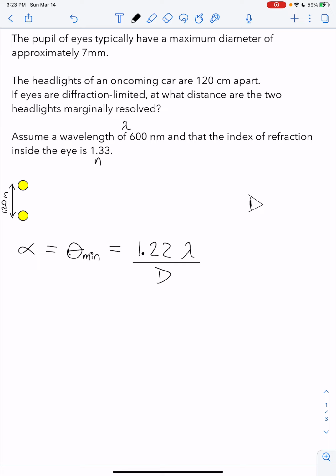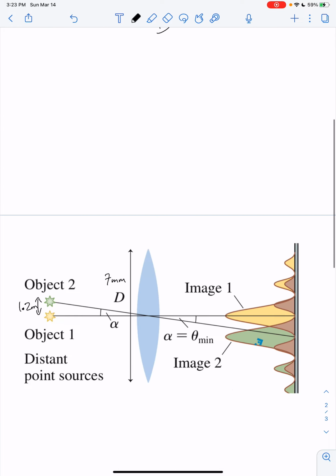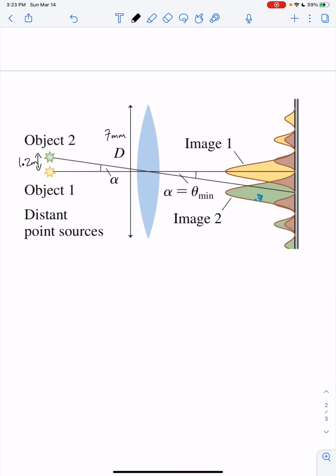And so as a reminder of what these angles physically mean, we can go to this diagram. In this case, we have two objects, and I've noted here that they're 1.2 meters apart. And this lens has a diameter of 7 millimeters. And so we see that this alpha angle is caused by the result of this distance away from the object. And that's going to be useful because that's what we are ultimately looking for. And then this distance between the two of them.